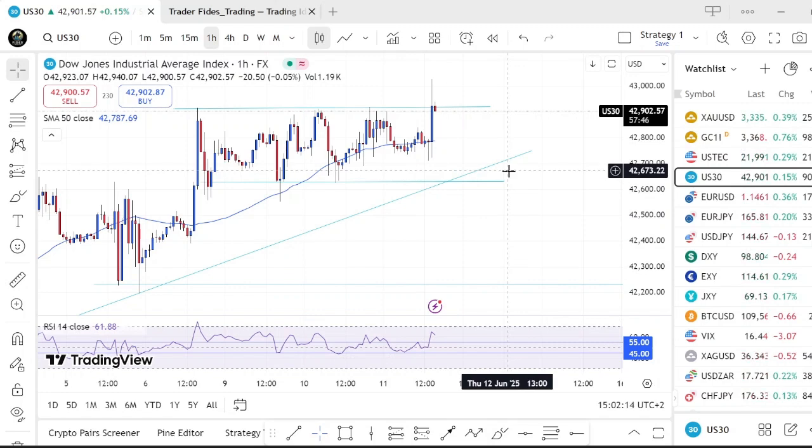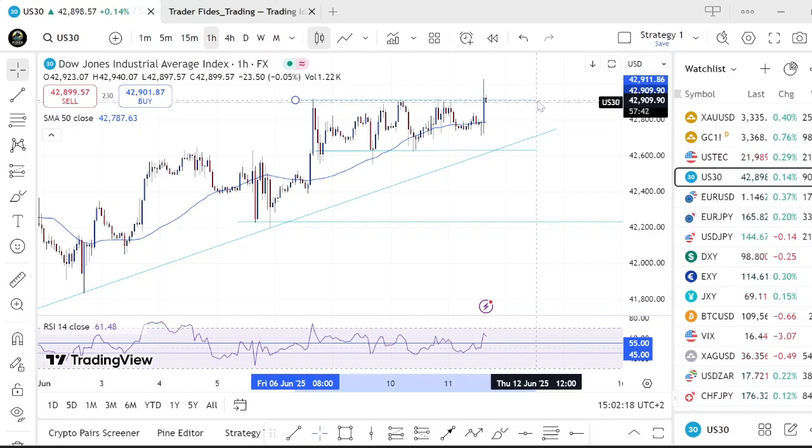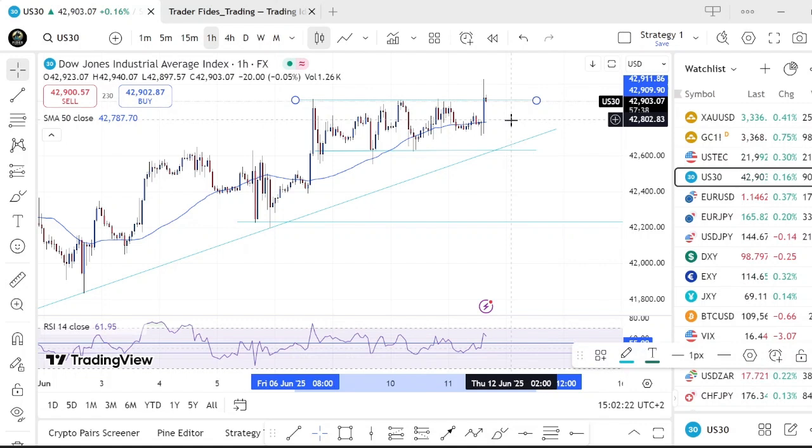As it stands, it isn't an impulse move, but I want to see how price reacts to the resistance level, which we've just mentioned now at 42,910. Seeing how price reacts here, we could see a push to the downside, a test of the support at 42,630. And at that level, I'll be looking for a long position to the upside.